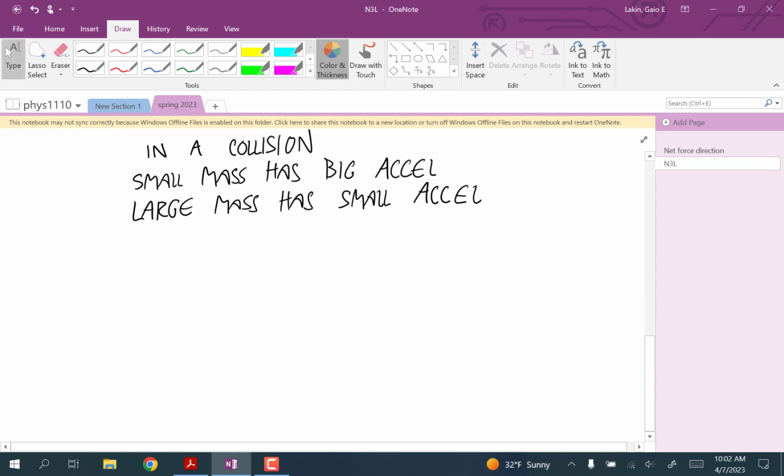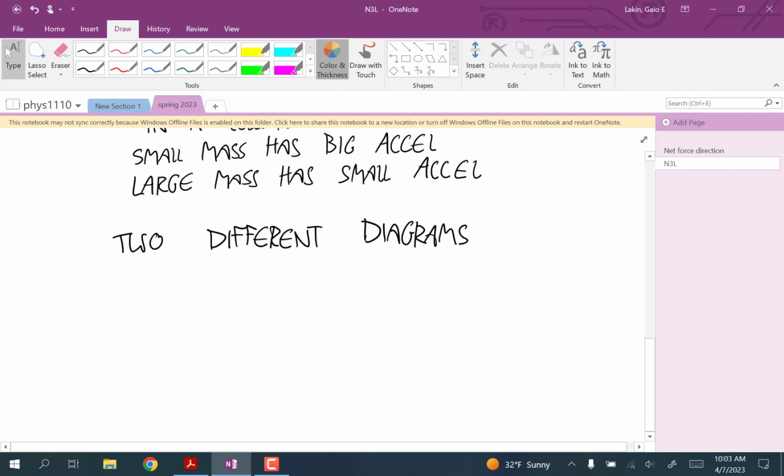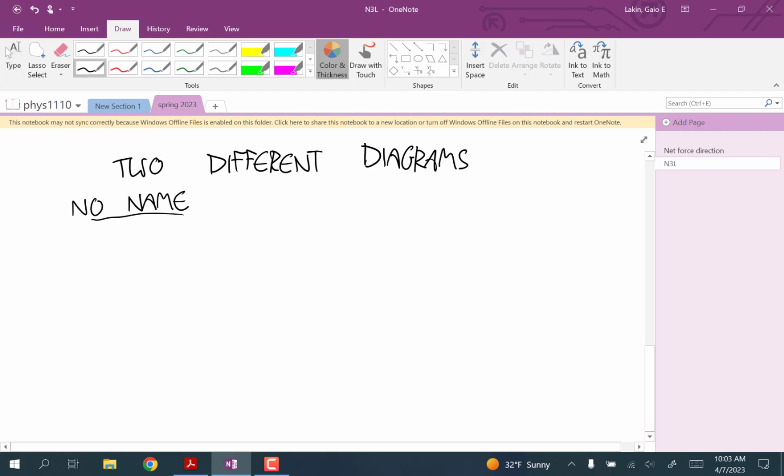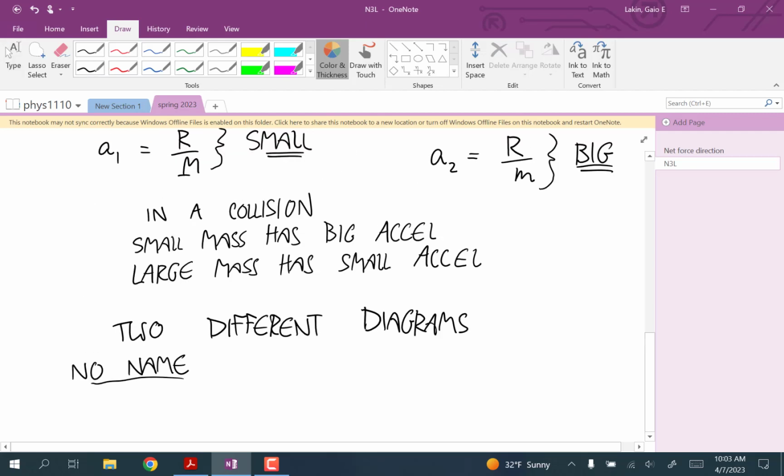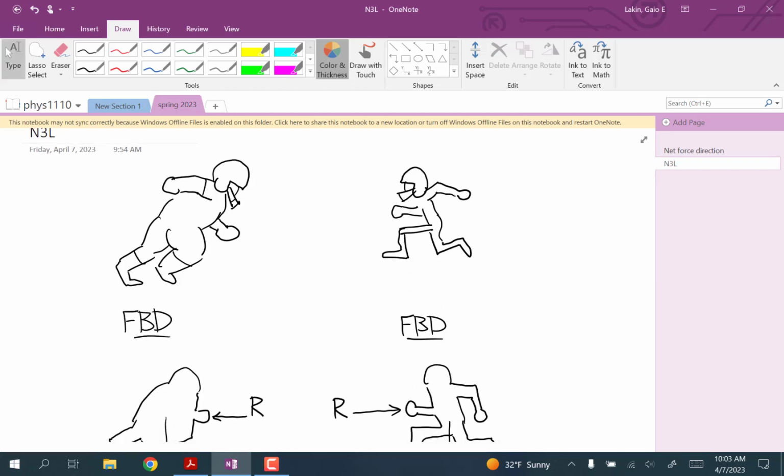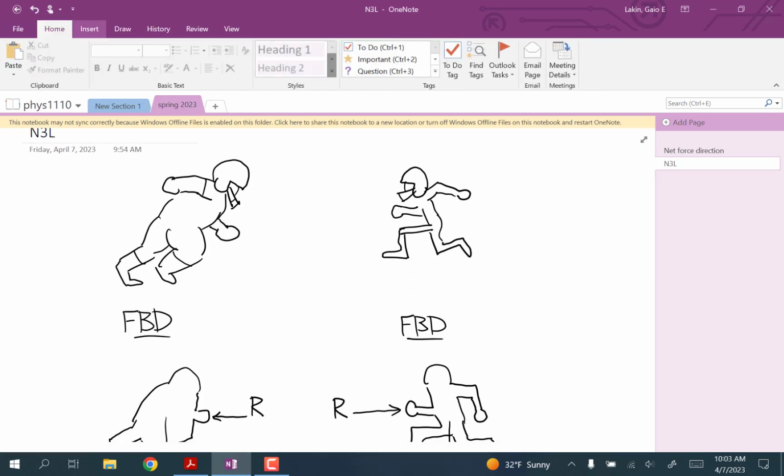One thing that I want you to really pay attention to as you do this is there are two totally different kinds of diagrams that I'm going to ask you to draw. And you've seen these kinds of diagrams before. I just want you to be really clear to yourself about what you're drawing as you do these diagrams. The first one doesn't have a name, but we've seen this before.